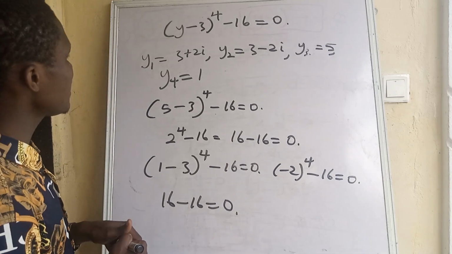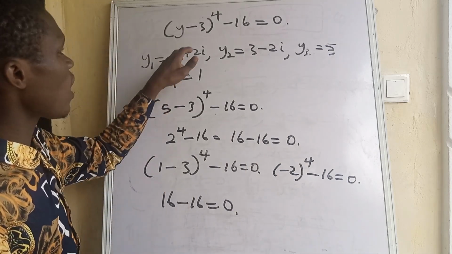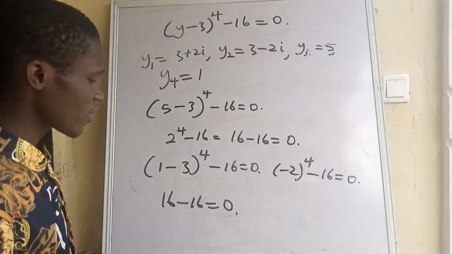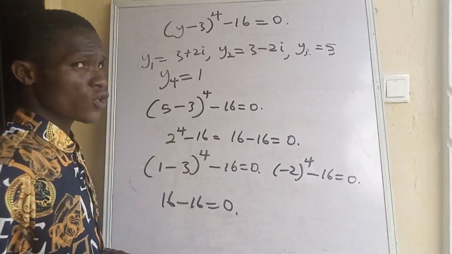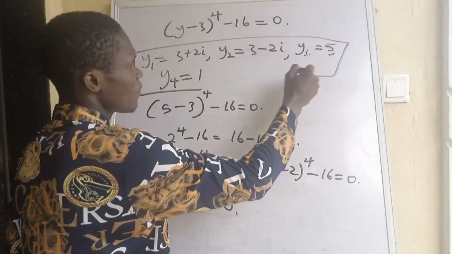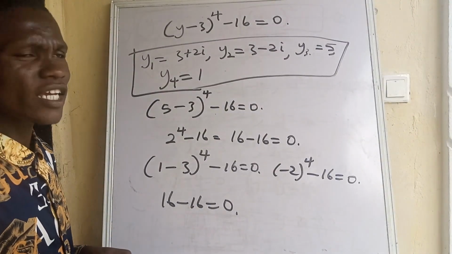So if you plug the value for y1, y2, or any one you like to choose, into the previous equation, it is going to give you 0. This is trying to tell us that the values for y in this question are correct.